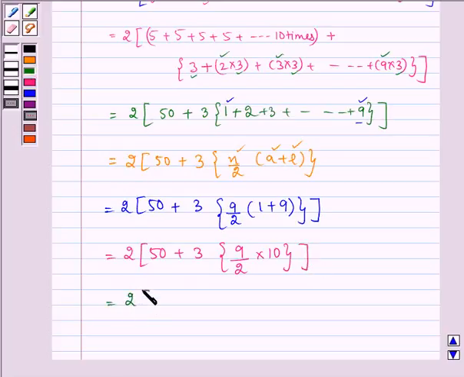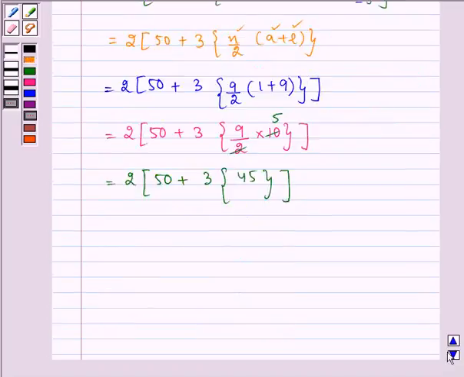Which is equal to 2 multiplied by 50 plus 3 multiplied by, this 10 gets cut off with 2 and we get here 5. So 9 multiplied by 5 is equal to 45. Which is equal to 2 multiplied by 50 plus 3 multiplied by 45, which is 135. Which is equal to 2 multiplied by 50 plus 135, which is equal to 2 multiplied by 185, which is equal to 370.